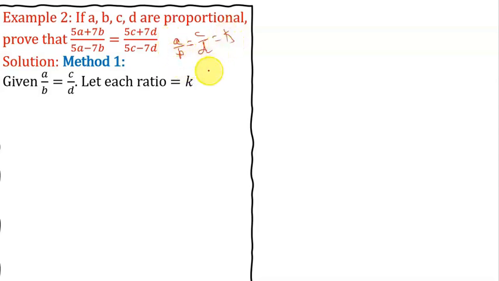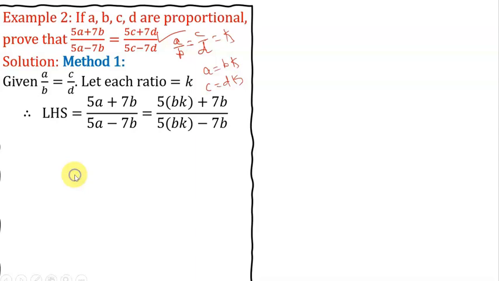Therefore, a upon b is equal to k, and hence a is equal to bk. c upon d is equal to k, therefore c is equal to dk. Now substitute the values of a and c first in the LHS, then in the RHS, then show that LHS is equal to RHS, and hence it is proved. Now see this here. Now LHS, (5a plus 7b) upon (5a minus 7b).